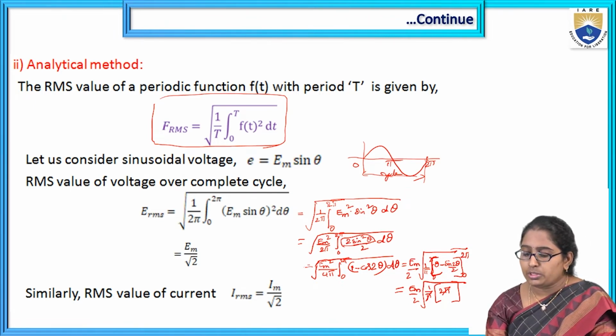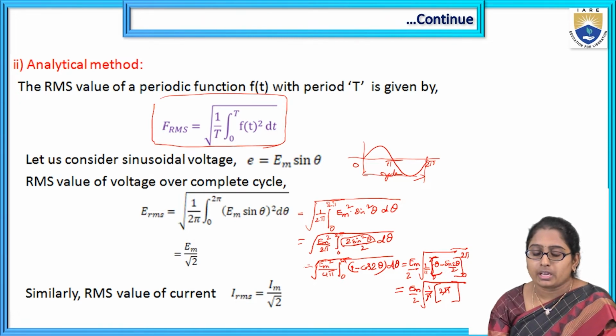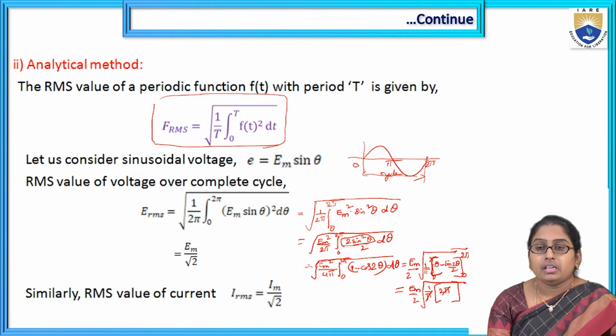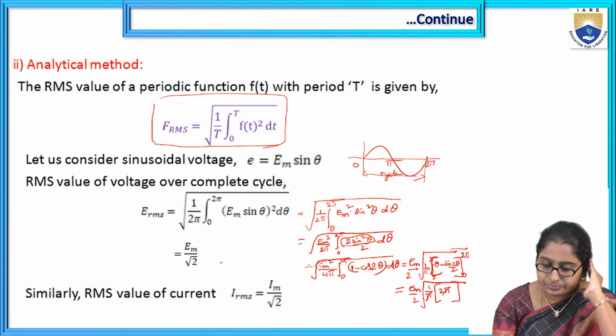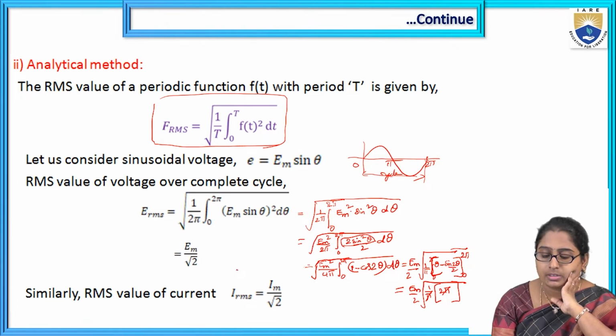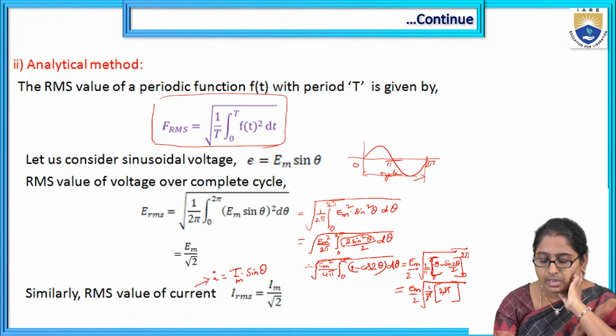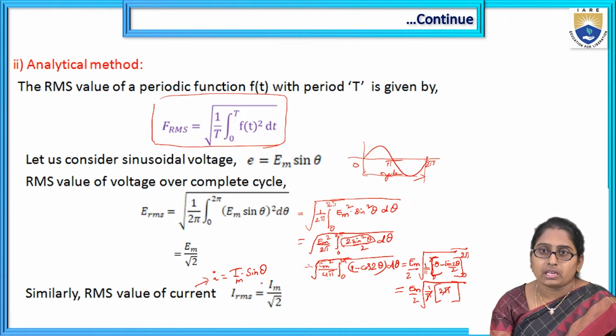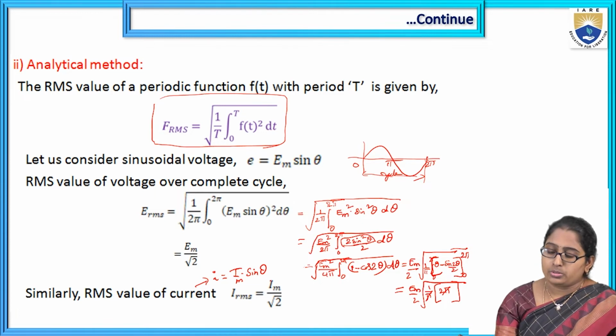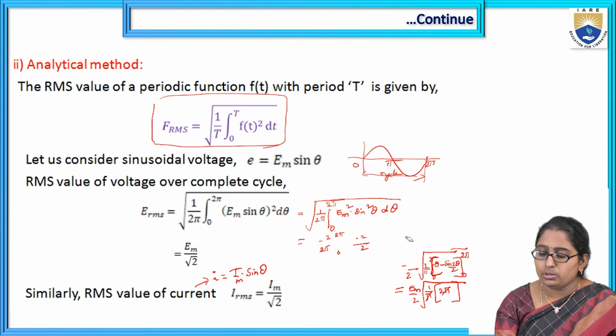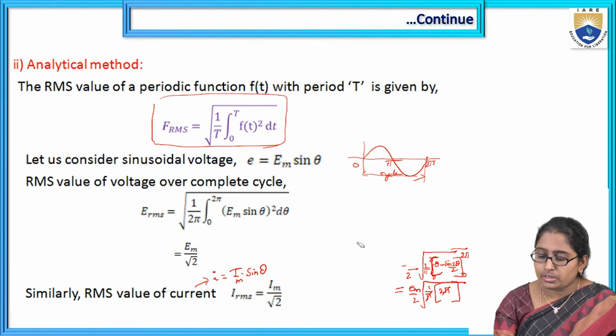Em by 2 into root 2 means Em by root 2. So that is the expression, that is the RMS value of a sinusoidal signal. For a voltage signal, it is given by E RMS equal to Em by root 2. If it is a current signal, what is the equation of that current signal? I is equal to Im sine theta. Then if we solve for a complete cycle, the RMS value expression will be similar, that is Im by root 2. So that is how the RMS value of a sinusoidal signal is calculated.